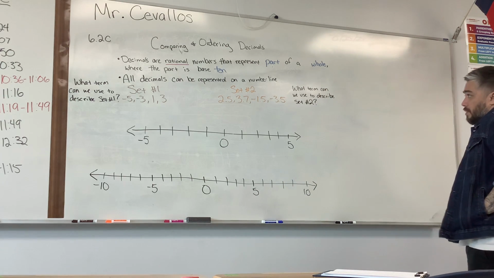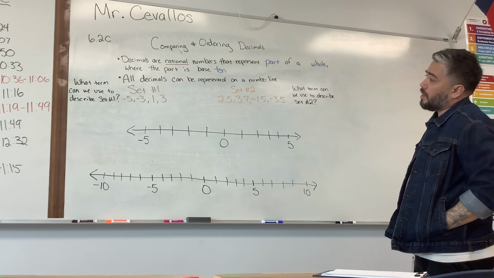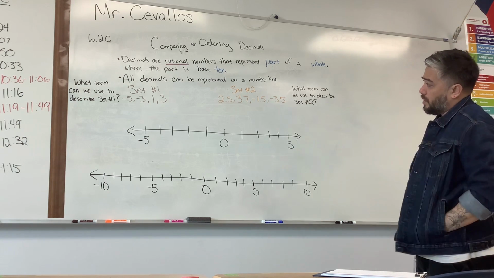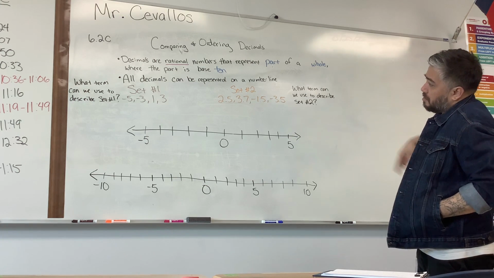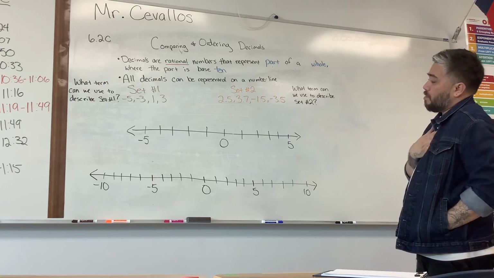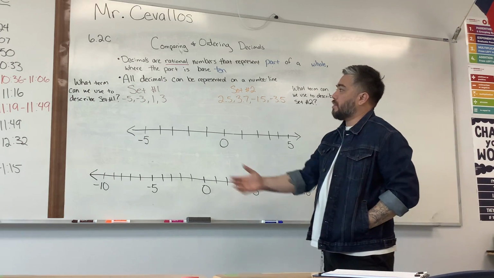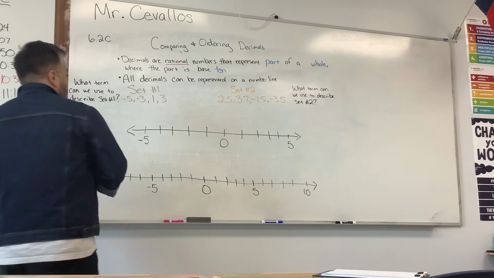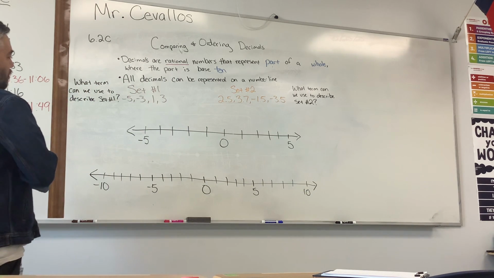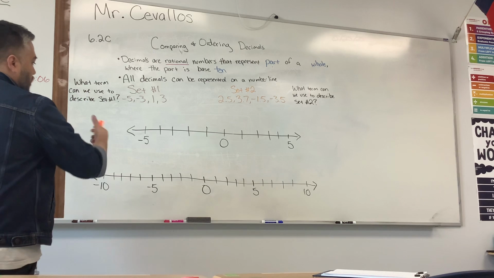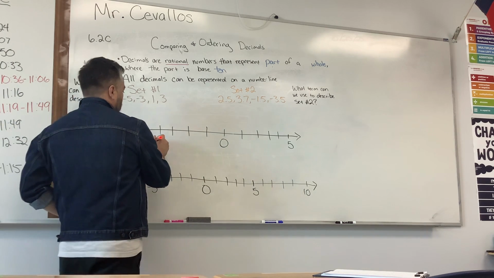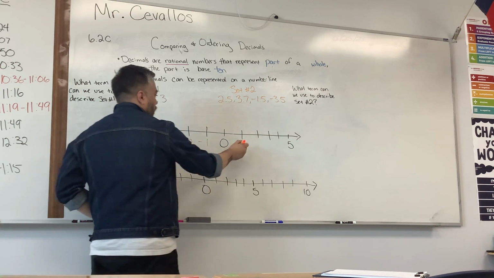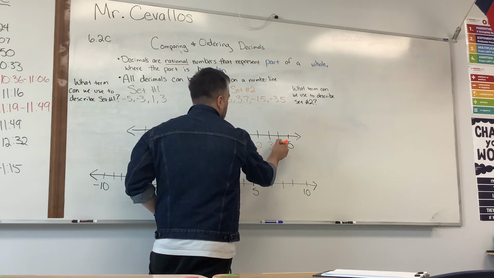We have set 1. Set 1 is giving us whole numbers. I see negatives and positives, so that tells me it's a certain type of number. In order for me to fill this out, I have to continue writing out what those numbers are. If I'm going from -5 to 5 or from 5 to -5, I have to fill in the gaps. That's going to be -4, -3, -2, -1, 1, 2, 3, and 4.